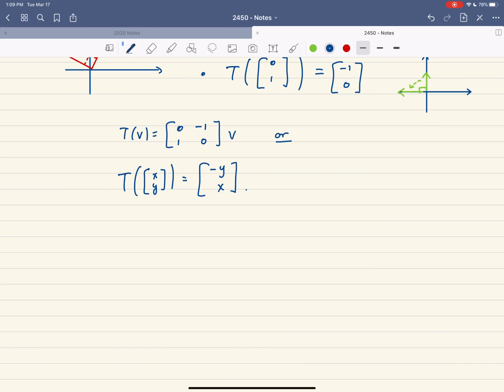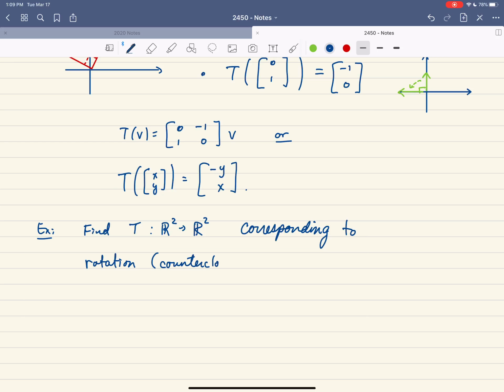So what I want to do is do this again. And what I want to do is find the matrix T corresponding to, so let me just emphasize here that we're still just talking about from R2 to R2. But I want to find the matrix T, taking a vector from R2 to a vector in R2, corresponding to a rotation in a counterclockwise manner by some angle theta as measured in radians.